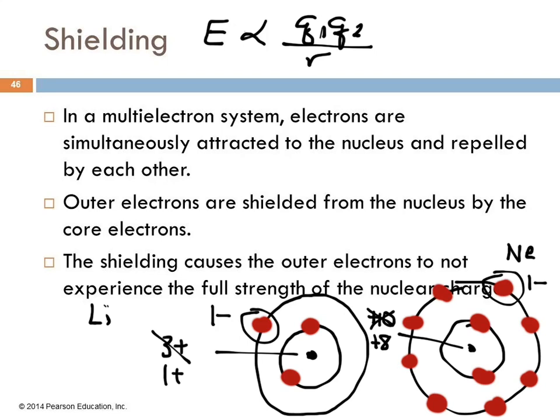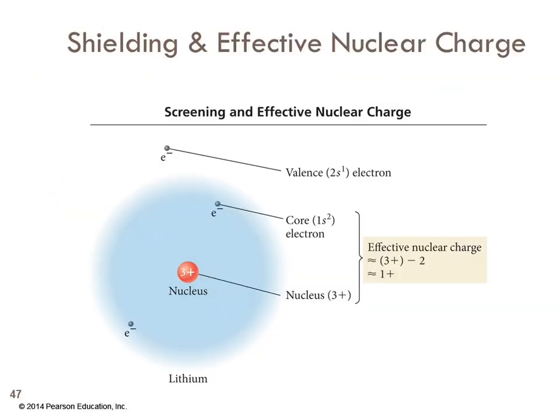And what did you call the effectiveness? Effective nuclear charge. And that's due to the shielding. So, oh look, I didn't have to draw those pictures. So here's lithium. +3 charge on the nucleus. We have 2 core electrons, and so they shield the valence electrons so that the effective nuclear charge is +1, and out here is our valence electron.